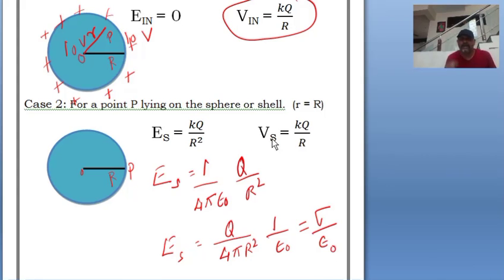Please remember this, and the potential on the surface will be equal to kq divided by R. The potential at any point inside the sphere is also equal to kq divided by capital R, and the electric field intensity inside the sphere or shell is equal to 0. The electric field intensity on the shell is equal to kq divided by capital R square, or it is equal to sigma divided by epsilon naught.